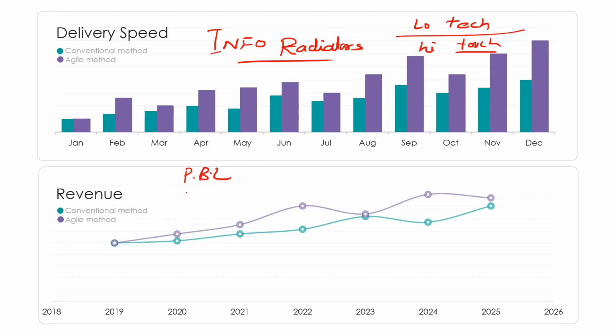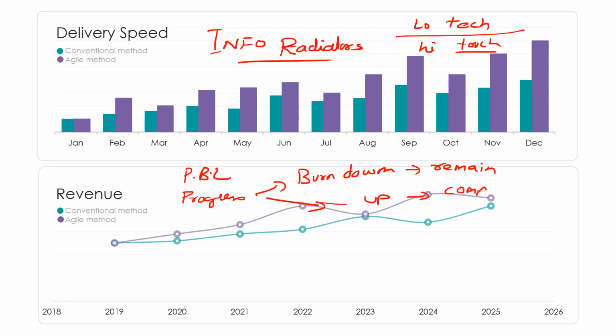Our progress charts. Progress charts are like the burn down chart, which shows how much work is remaining, or the burn up chart, which shows how much work is completed or accomplished. So this is burn up, and this is burn down, and we measure our progress based upon that.